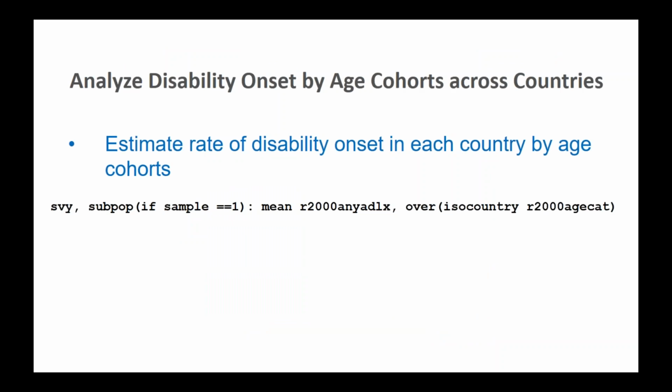So we want to estimate disability onset. And remember, we made that change variable, which looked at people who moved from having no ADL difficulty to having an ADL difficulty.